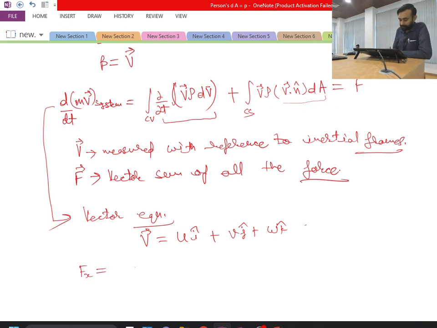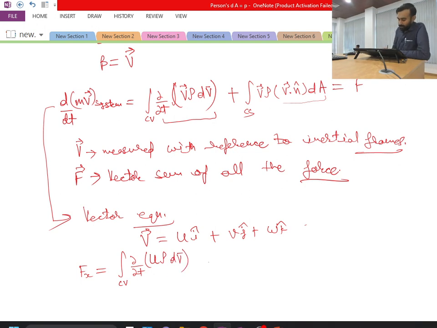now whenever I will be writing the x component, then ultimately all the terms of the equation must become scalar, because I am talking about a particular component which is a scalar. So Fx will be becoming integral over the control volume del by del t, and in place of v vector now I must consider the x component of the velocity. So x component of the velocity will be u times rho into dV.